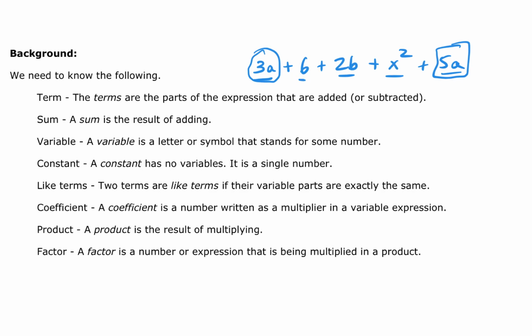A product is a result of multiplying, and a factor is a number or expression that's being multiplied to find a product. So, for example, 5 times 4 is 20. 5 and 4 are both factors of 20.